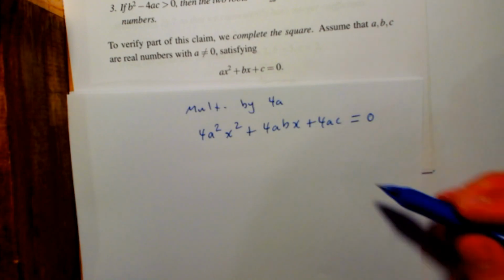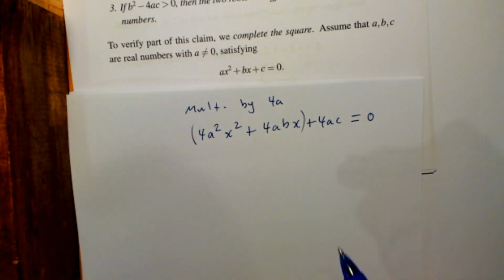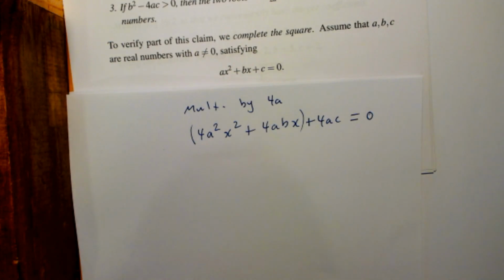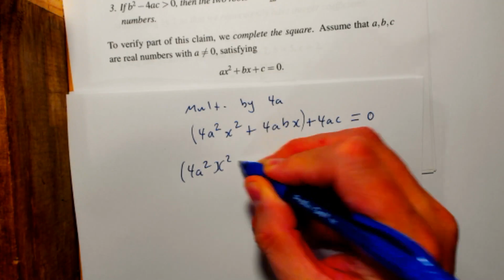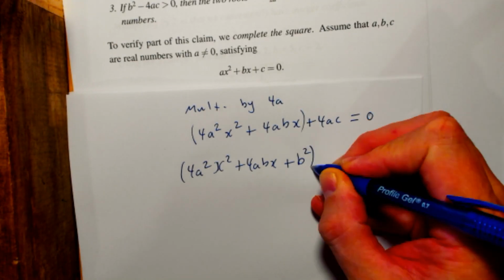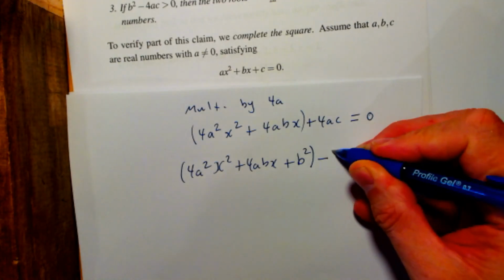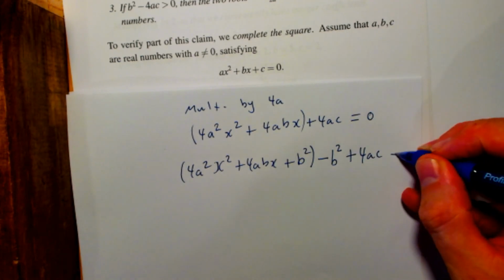Okay, now if we just focus on this part, this is almost a perfect square. The only thing we're missing in having what's in the brackets being a perfect square is we need a plus b squared. So let's impose that, but if we impose it inside the brackets, we have to compensate for what we've done to make the equation still true. So we have 4a squared x squared plus 4abx plus b squared. I'll leave the bracket there, and then outside the bracket I'll put minus b squared and then plus 4ac, which is what we have from there.